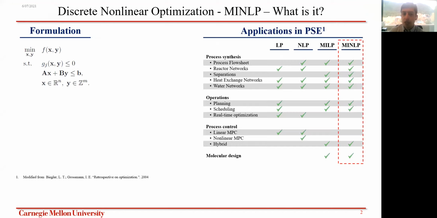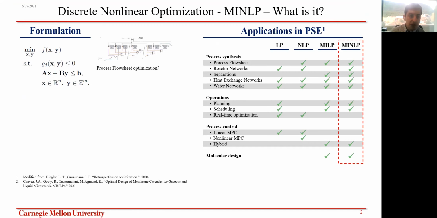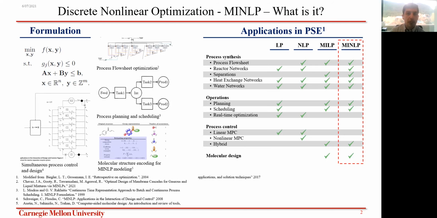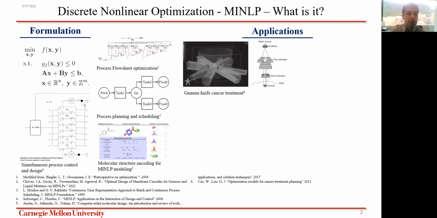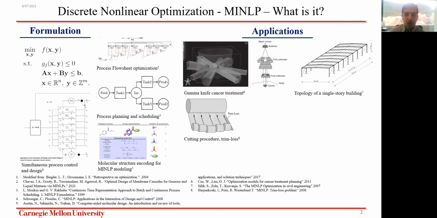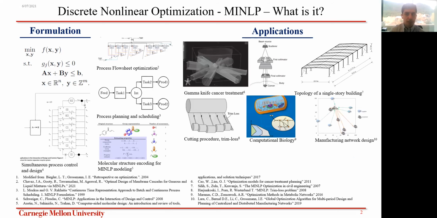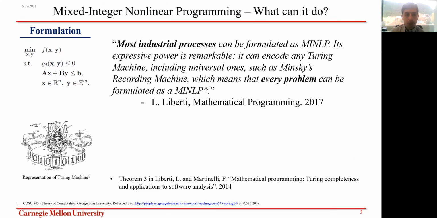lot of applications in process systems engineering, which is the area that I work on: process synthesis, process planning and scheduling, control, molecular design. But more than that, it has applications in medicine, other branches of engineering, operations research, computational biology, network design. Which problems can be modeled as an MINLP? Short answer, any problem. Using the fact that we can represent any Turing machine, including universal ones, means that every problem can be formulated as an MINLP.